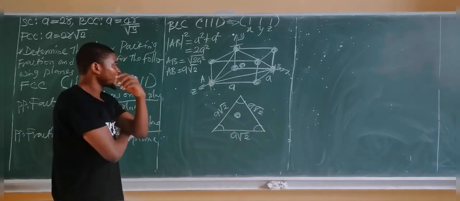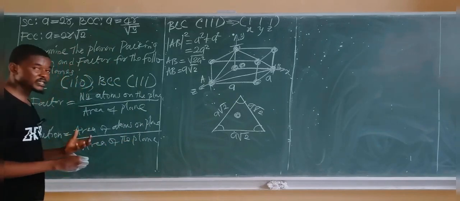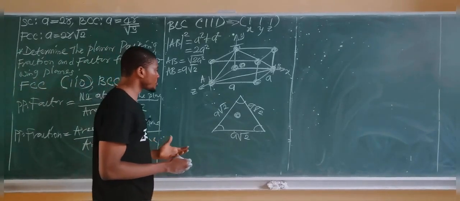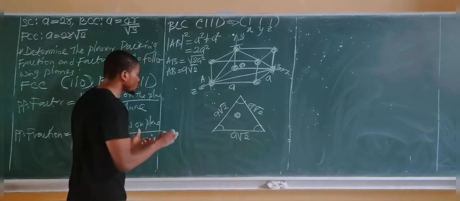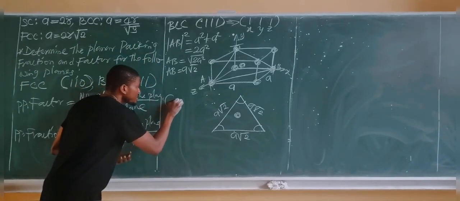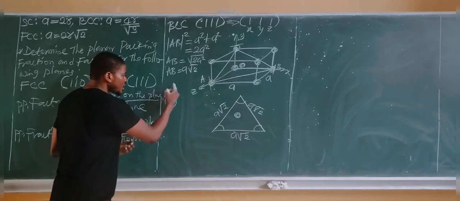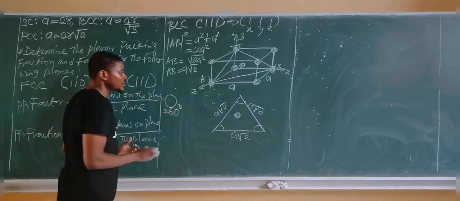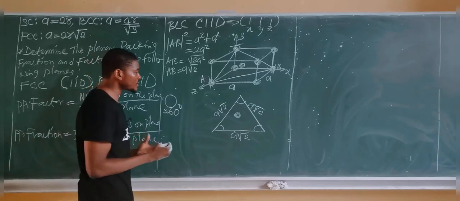We need to first of all find the number of atoms. It is a very key term: number of atoms on the plane. How do we find the number of atoms on the plane? We know that all atoms are what? Spherical, which means they make a complete circle. And the angle on a circle is simply what? 360 degrees. That becomes the total angle on a circle.